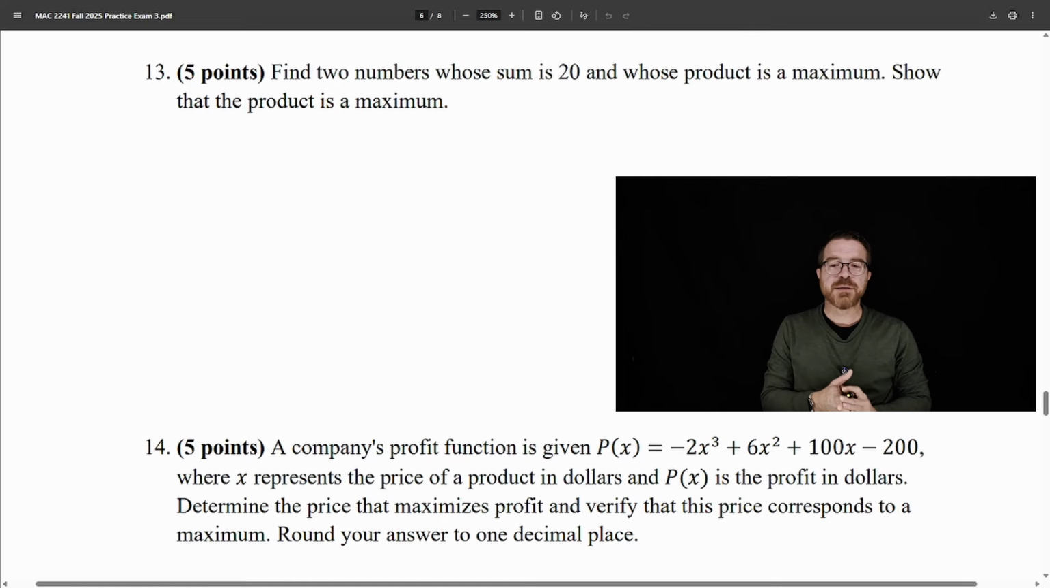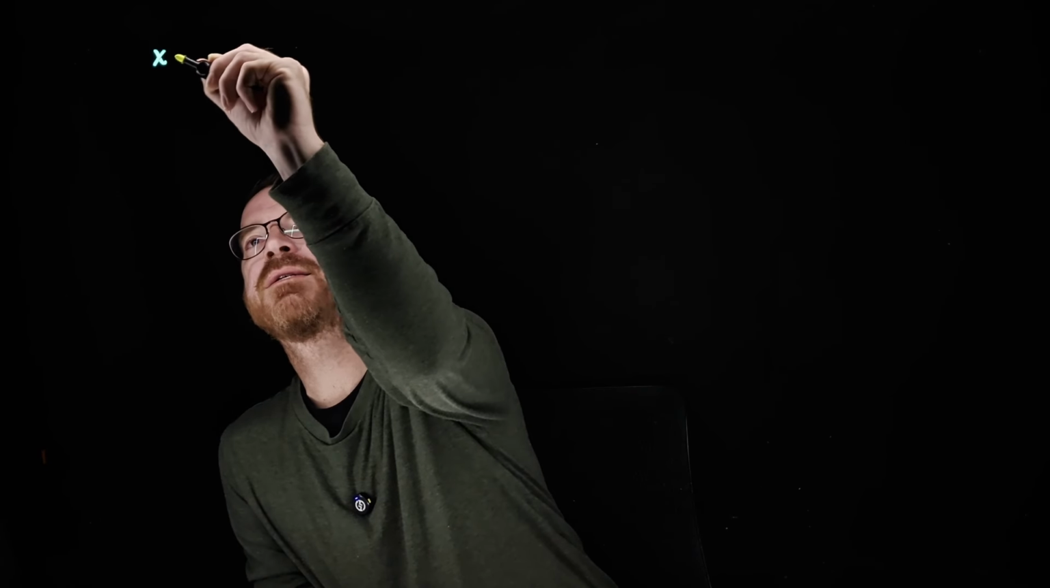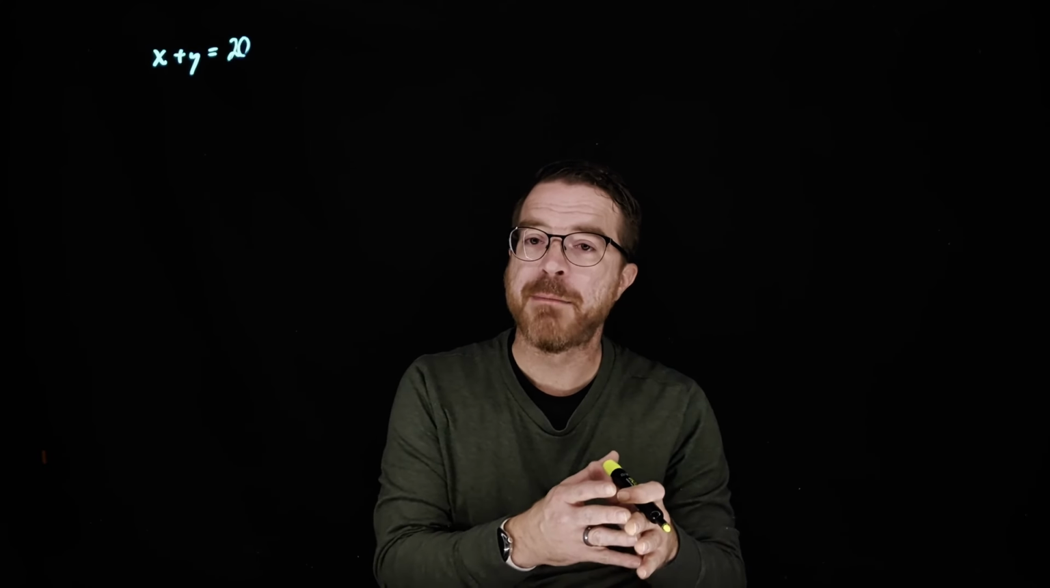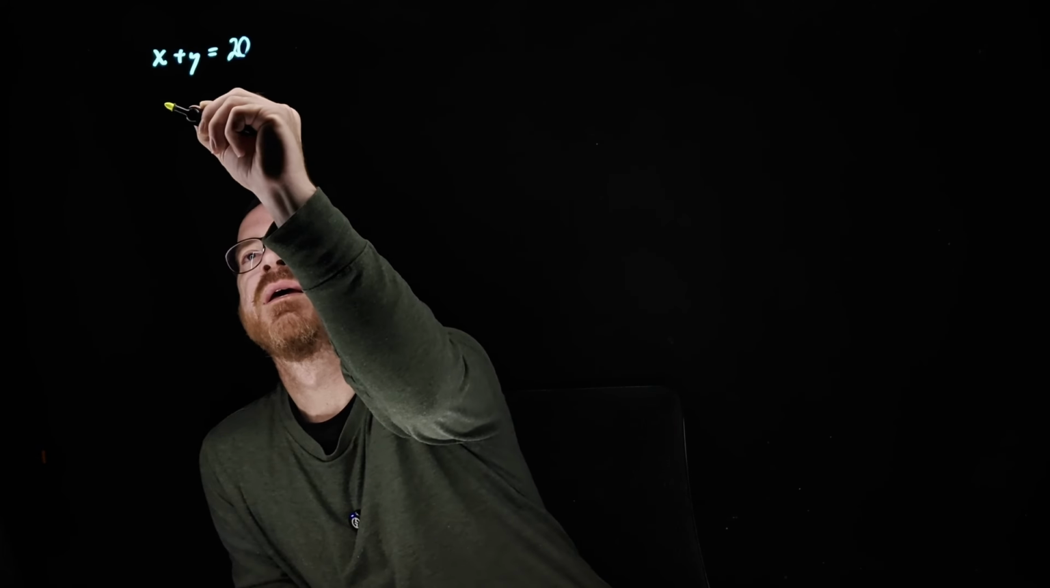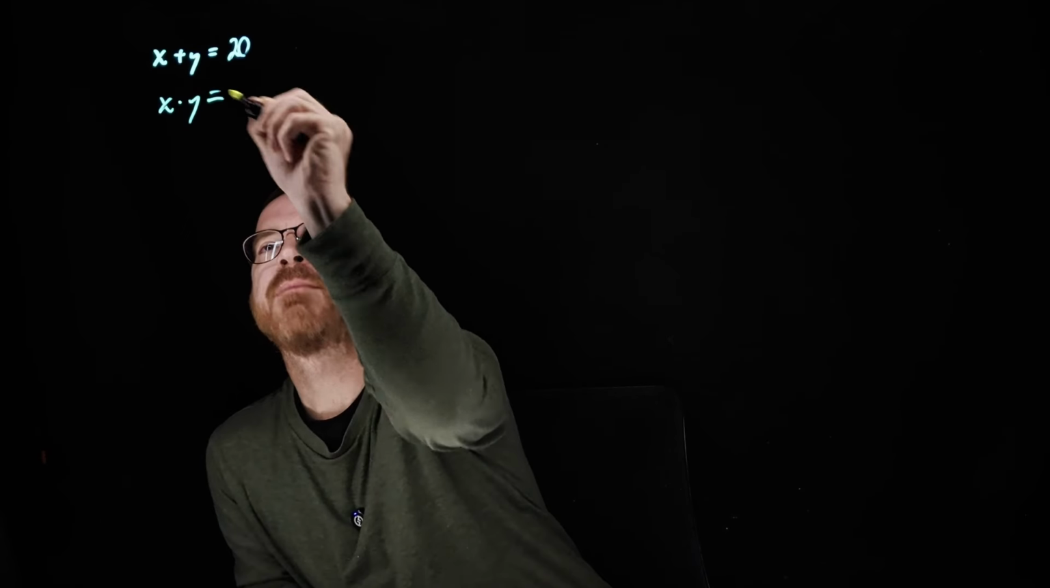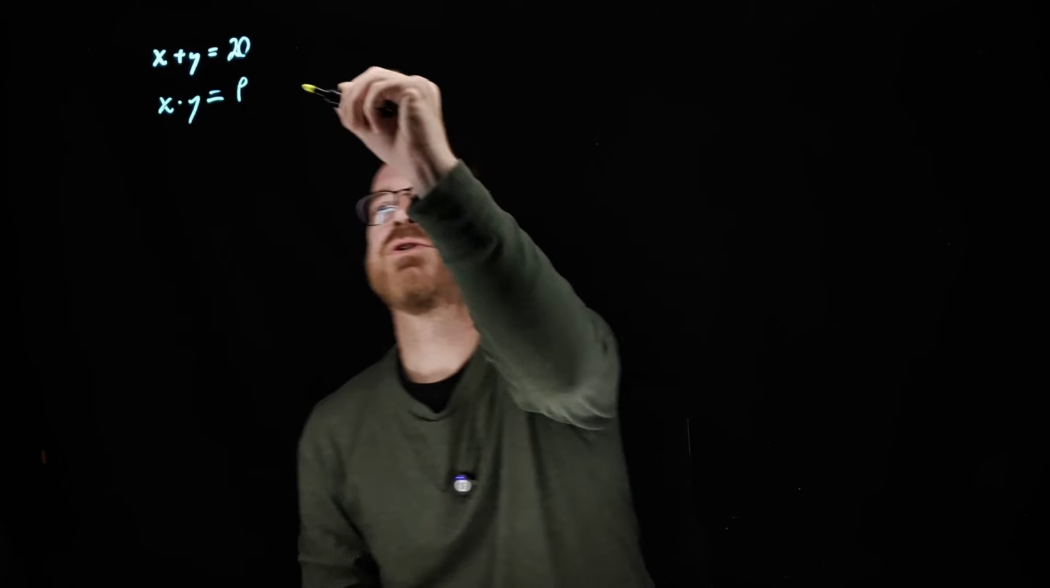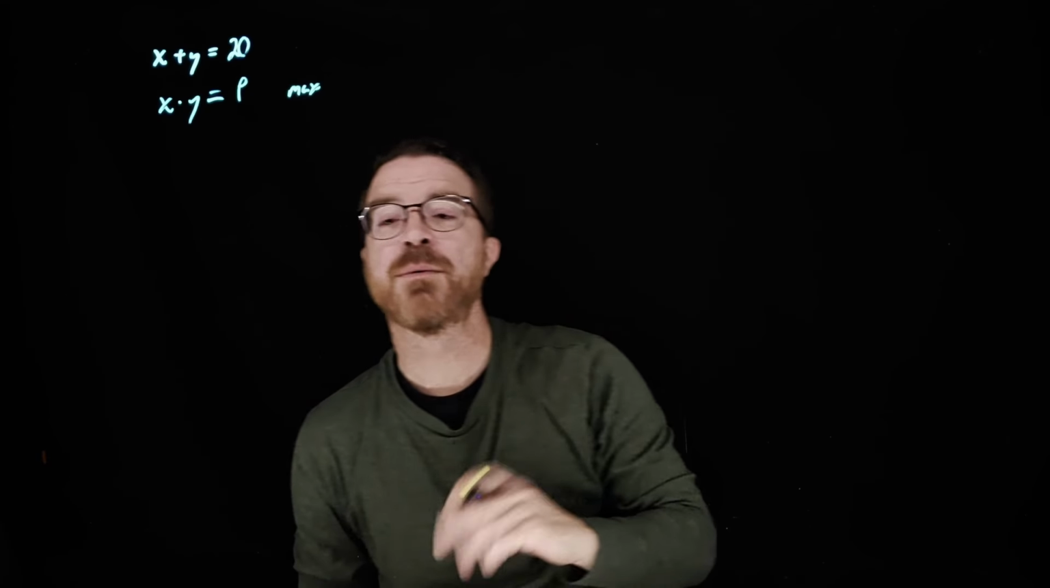Problem 13 says we want to find two numbers whose sum is 20 and whose product is maximum, and then we want to show the product is a maximum. So this is going to be an optimization problem. So the first thing says two numbers sum is equal to 20. So let's say my two numbers are x and y. So if I add them together, they need to be equal to 20. And then the thing I want to maximize is going to be my product. So the product is going to be x times y, and I'm just going to call this P for product. This is what I want to maximize, right? That's the goal of this.